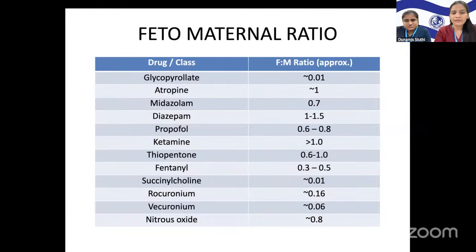And it can cause fetal effects. Glycopyrrolate fetomaternal ratio is approximately 0.01. Atropine is 1:1. Midazolam is 0.7. Diazepam is 1 to 1.5, which rapidly crosses the placenta. Propofol is 0.6 to 0.8. Ketamine is more than 1. Thiopentone is 0.6 to 1. Fentanyl is 0.3 to 0.5. Succinylcholine is minimal, that is 0.01. Rocuronium 0.16. Vecuronium 0.06, and nitrous oxide 0.8.